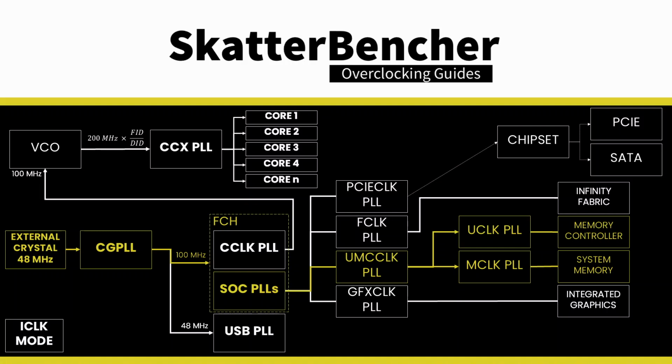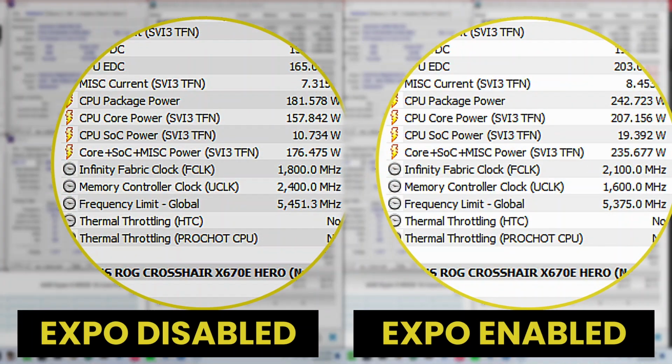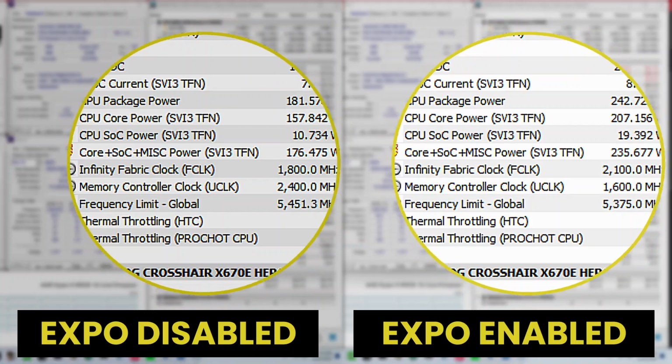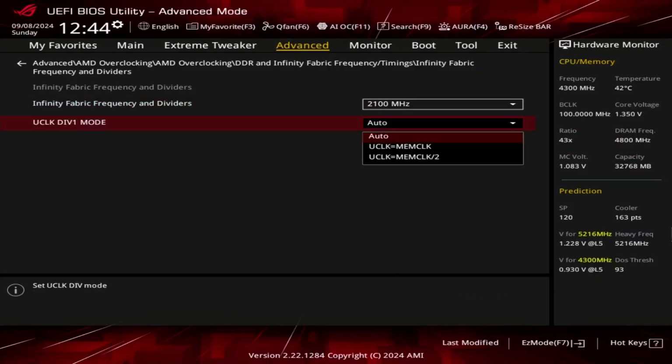It can run either at the same or half its frequency. At default, the memory controller runs at the same frequency as the system memory at 2400 MHz. However, we find that when enabling EXPO, often the motherboard auto rules will drop the memory controller frequency to half the memory frequency. We can easily force the memory controller to run at the same frequency as the system memory by setting UCLK DIV1 mode to UCLK equals MEMCLK.